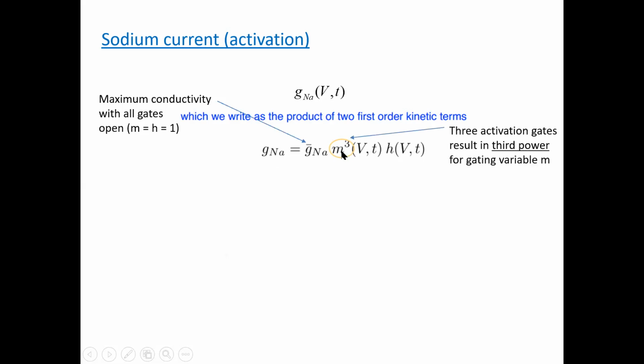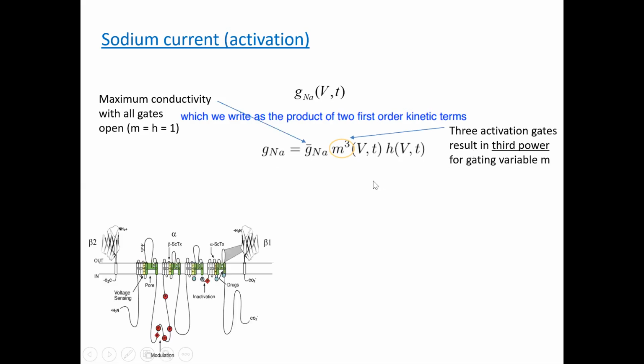So for the M term, it's M cubed for the same reason that potassium was N to the fourth. There are actually 3 activation gates in the sodium channel, resulting in the third power for the gating variable M, the activation variable for sodium. So here are the 3 gates, which are activation variables. The other gate here is an inactivation gate, which is associated with the variable H.